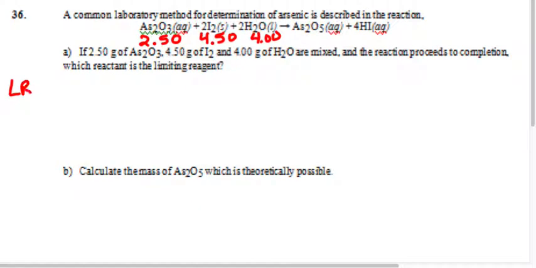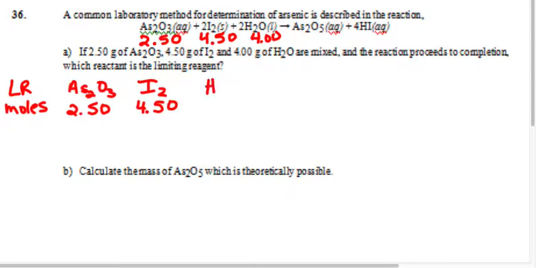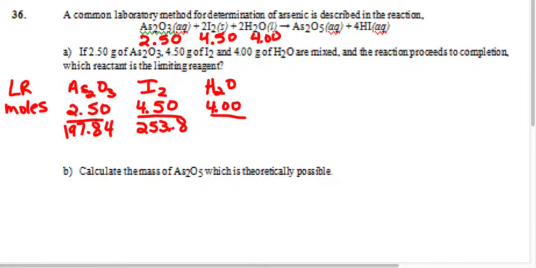Oh gosh, so what's the first step of what I need to do? Convert them all to moles. Got to do that first. So I have As2O3 being 2.50, I2 being 4.50, and H2O being 4.00. All their molar masses: As2O3 is 197.84 grams per mole, iodine is 253.8 grams per mole, and water is 18.02.